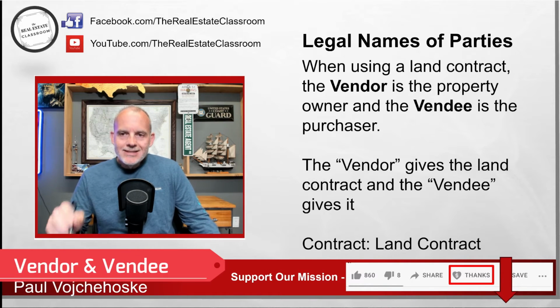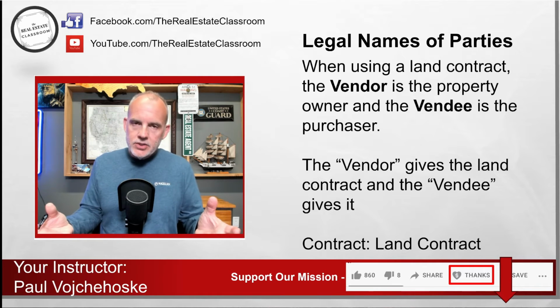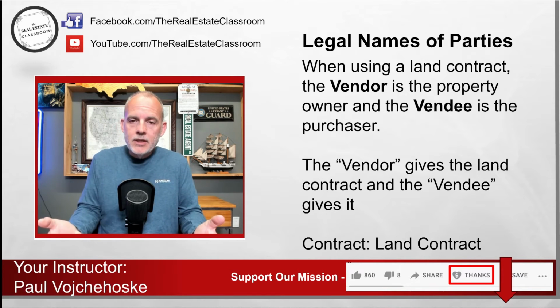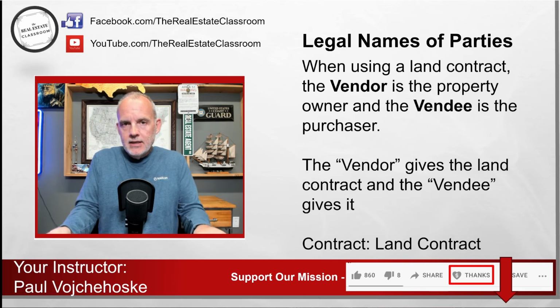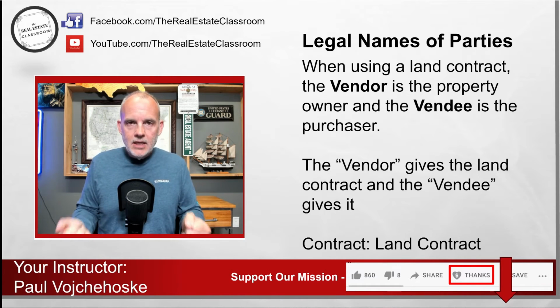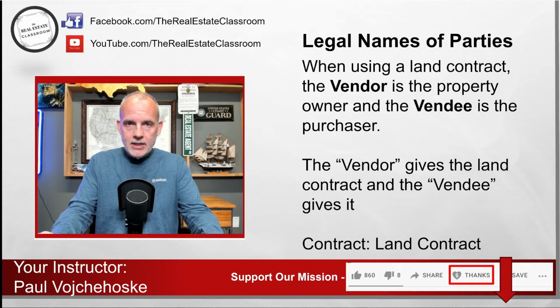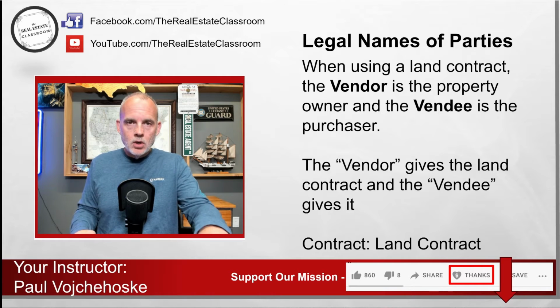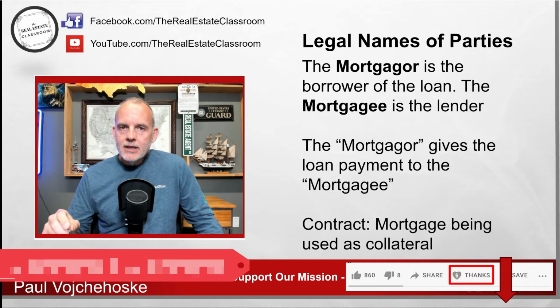Vendor and vendee. When the real estate contract that we're using is a land contract, we still have a buyer and seller. It's just a different type of real estate transaction. So when the contract being used is a land contract, the giver's name is the vendor and the receiver's name is the vendee, meaning the owner of the property that is giving the land contract to the buyer is the vendor, and the buyer is the vendee. Mortgagor and mortgagee.